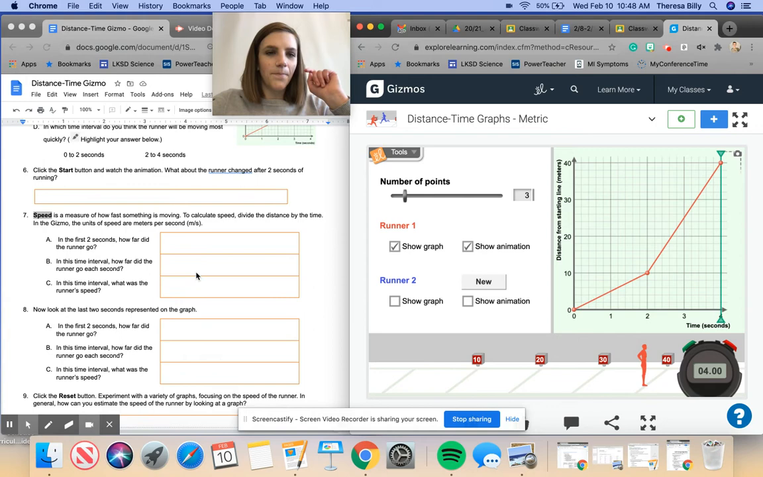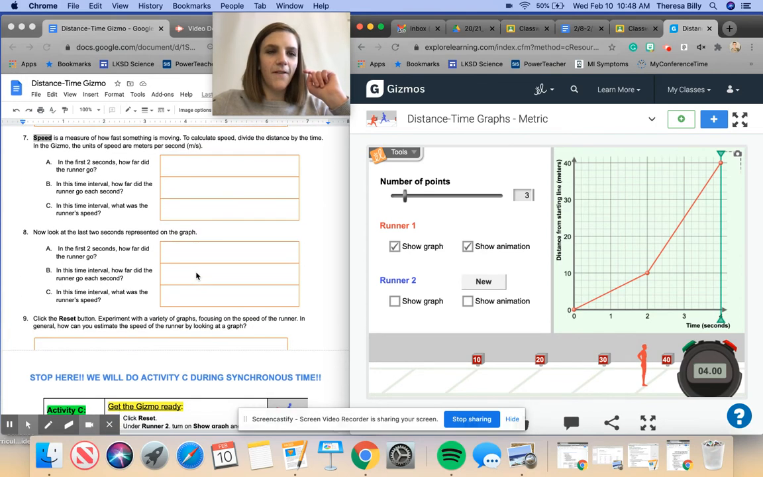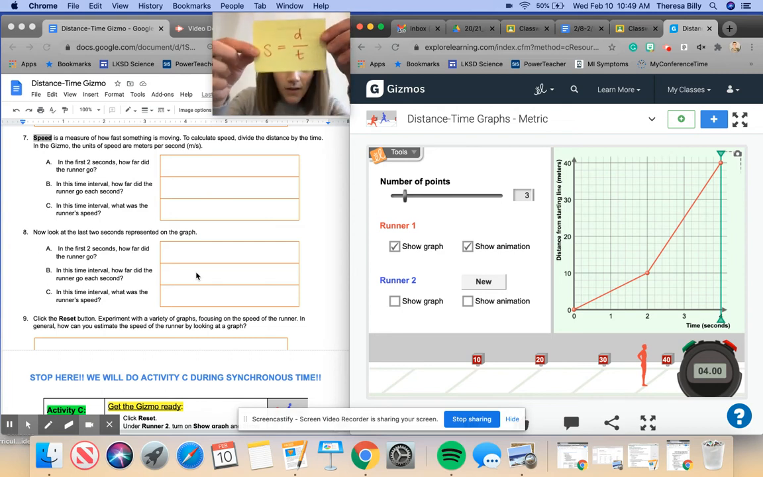Okay. Now, let's go ahead and go to question number 7. It says that speed, which is one of our vocabulary words, is a measure of how fast something is moving. Remember, we said that it's the amount of distance an object travels in a certain amount of time. So to calculate speed, you would divide distance by time. Let me see if I can write that equation very quickly on a piece of scratch paper for you, so that way you can visualize it in your head.